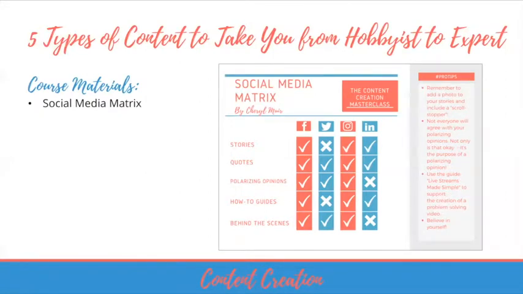So let's get straight into the 5 types of content to take you from hobbyist to expert. You have course materials for this section, which is your social media matrix. As you can see on the matrix, we've listed out the 5 types of content along with the 4 major social media channels, being mainly Facebook, Twitter, Instagram, and LinkedIn, and matching the social media channels to the types of content.